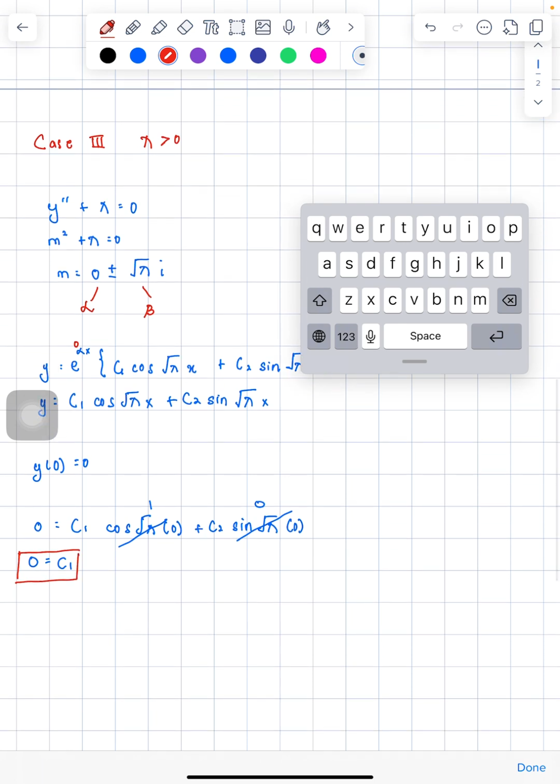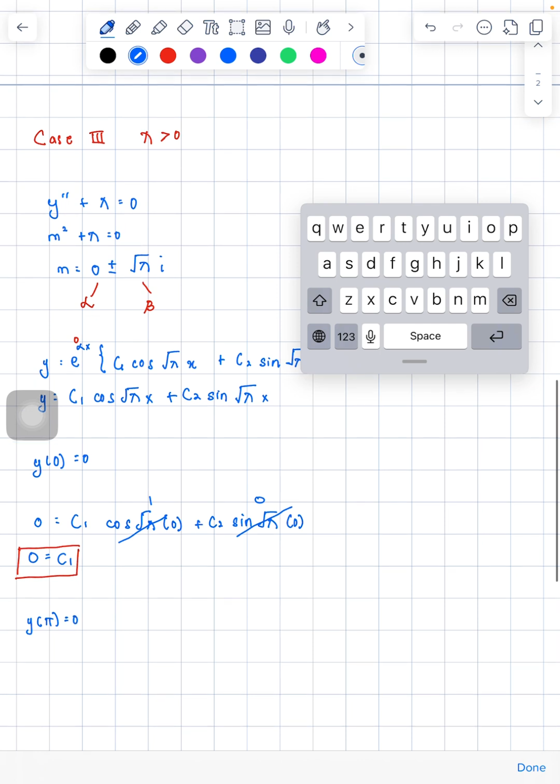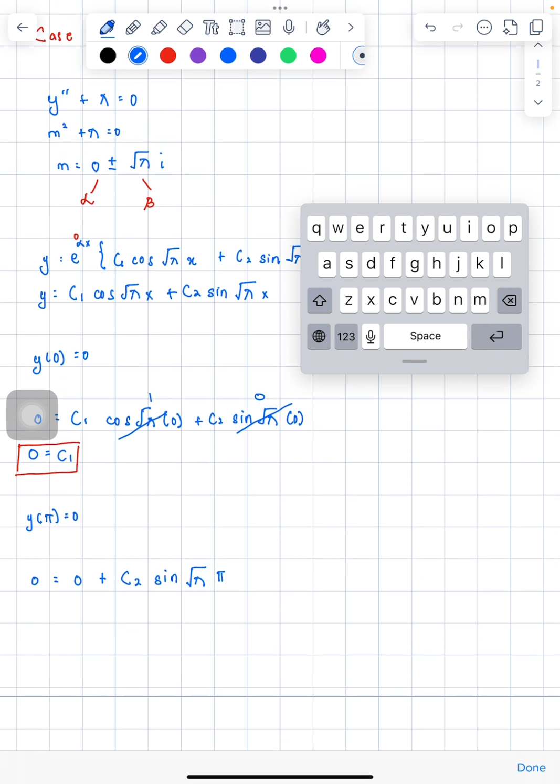Then we apply the second boundary condition, y(pi) equals 0, meaning when x equals pi, y equals 0. C1 we have 0, so 0 plus C2 sin square root of lambda pi. We will get C2 equals 0, but we don't want the trivial solution, so we try to adjust.